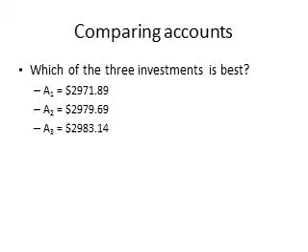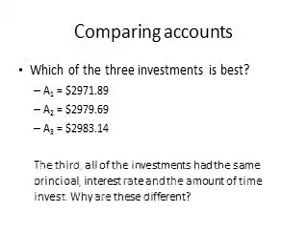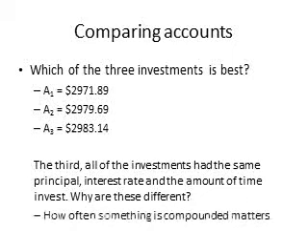Now let's compare these accounts. Which of the three investments is best? Just from looking at what we got for final amounts, the third option is the best. It has the greatest total amount in the end. It's very straightforward. But the third investment has one thing different from the rest. They all started with the same principal, interest rate, and amount of time invested. The reason why they are different is the number of times interest was compounded. It really matters. The continuously compounding one was compounded the most times.